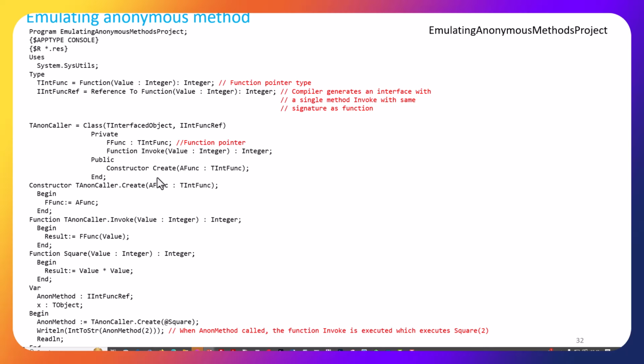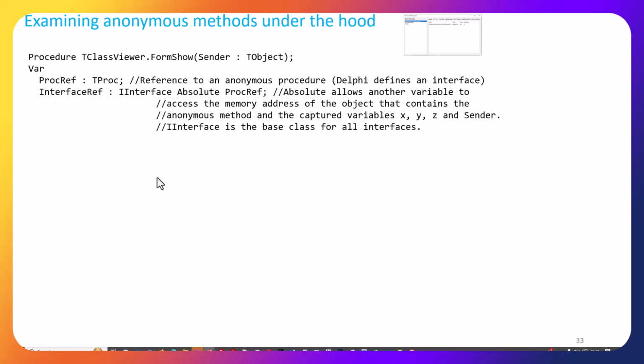I'm going to skip this one because we haven't got time. This is the one on steroids. So we've got a class viewer to view the classes. It uses all the RTTI stuff. I think it uses an extended RTTI form show. We're using the generic TProc to reference an anonymous procedure, which Delphi defines as an interface. We need to be able to see the object on the heap, so we need to reference it using absolute, the same area.